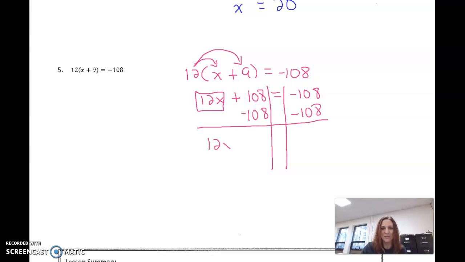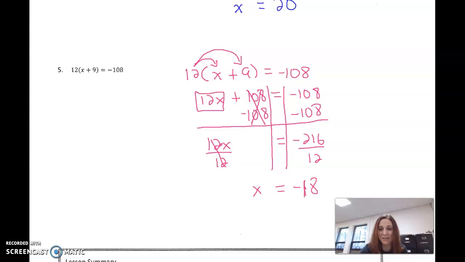I'm left with 12 times x. This cancels. Equals, grab a calculator. This is not 0. -108 minus 108, or plus a -108, gives us a -216. Now this is multiplying, so we undo that with dividing. Whatever we do to one side, do to the other. And we have x equals -216 divided by 12, which is -18.